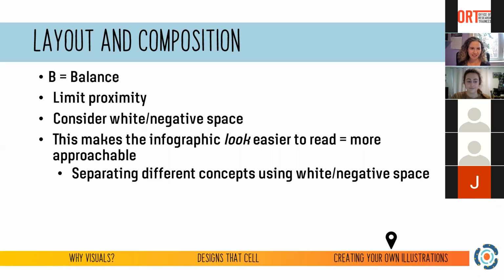So the B in the layout and composition stands for balanced. This is what Sarah briefly alluded to earlier, which is considering the negative or white space and the background area around the different components of your illustration. Because we've all seen things that look really crowded, it's difficult to read, it can be overwhelming, and you're not sure where to really start. So using appropriate amounts of white and negative space makes the infographic or illustration look easier to read, so it's more approachable. As well, it's also a great way to separate different concepts.